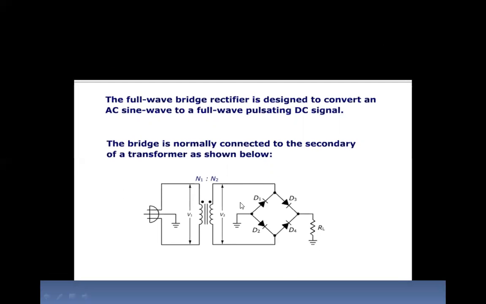So why are we going for a bridge rectifier? Why are we unnecessarily using four diodes when we can use only two? The maximum efficiency in the case of a two-diode full wave rectifier is 80%, and even in the case of a bridge rectifier, the efficiency is the same. So what is the point of using a bridge rectifier then?